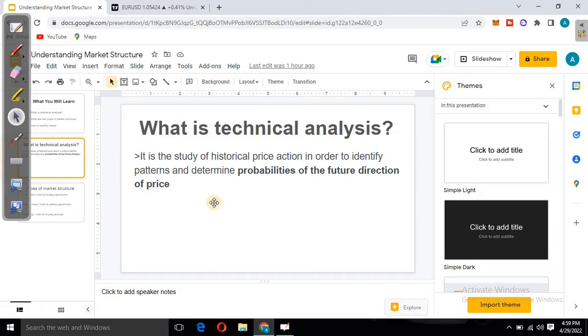So previously I walked you through different types of market analysis, whereby I talked about technical analysis. Basically I am a technical trader, analyzing based on technical facts. All right, so technical analysis is the study of historical price action in order to identify patterns and determine the probability of the future direction of price, just like I explained earlier on. So that is what technical analysis boils down to. In this whole video we are going to be focusing on how to use this information, or technical analysis, to be able to analyze market structure.